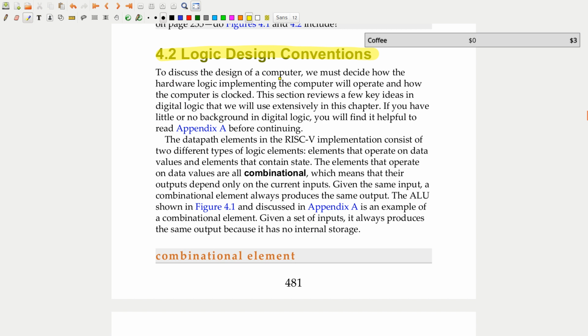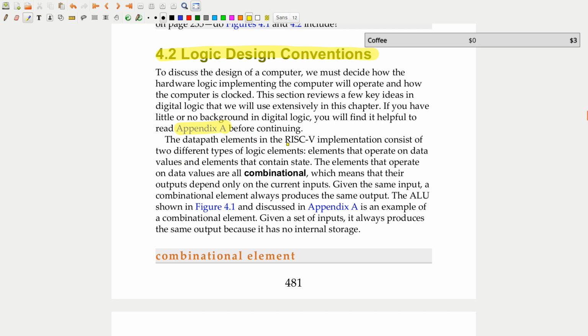So to discuss the design of a computer, we must decide how the hardware logic implementing the computer will operate. So of course we need to decide how the computer is going to work. So we're going to review some key ideas here. And so Appendix A, if you have the book at home, might be a good place to start. But we'll go ahead and move ahead. We're going to assume a little bit of knowledge, but I'll try to clarify some stuff as we go along.